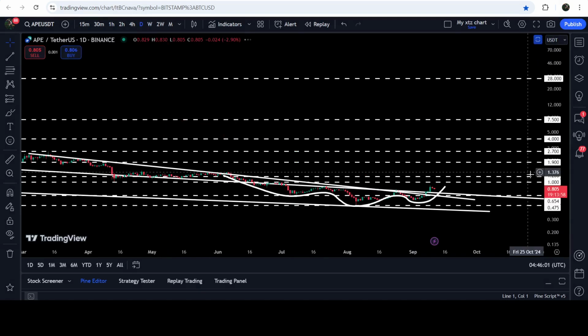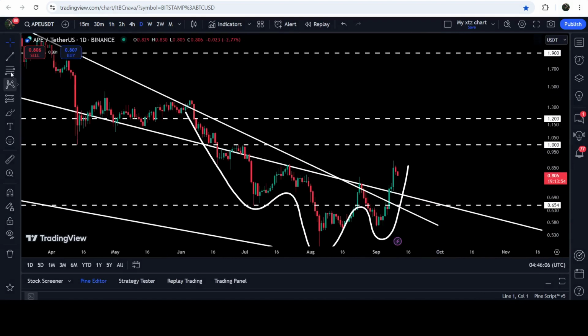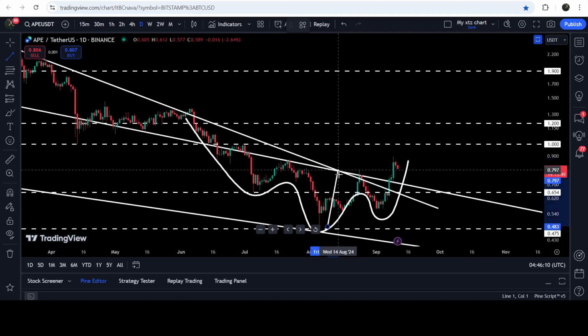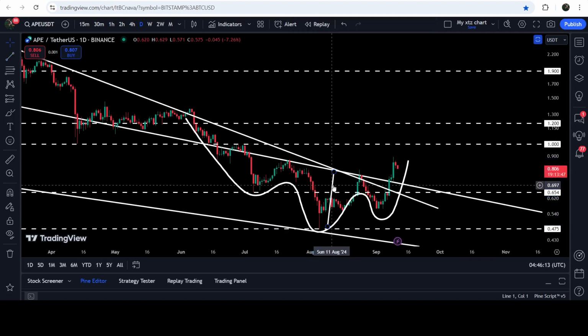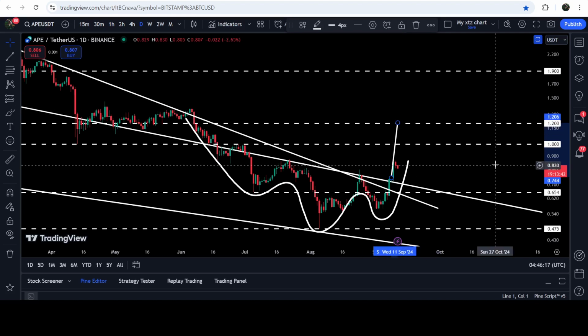Now, if you take a look at the targets, then the target for the breakout from this inverse head and shoulder pattern can be as per this measurement. If I place a measurement tool from this low to the neckline, that target can be approximately at this long-term resistance of $1.20.